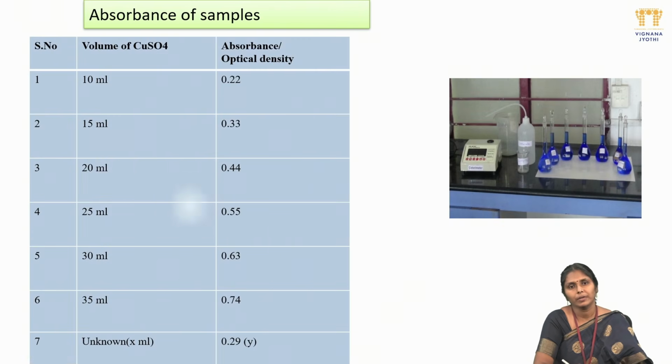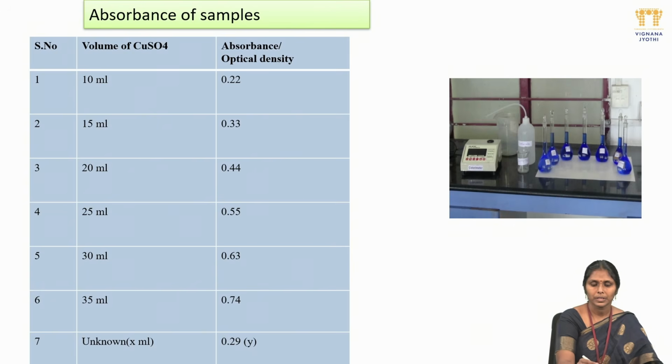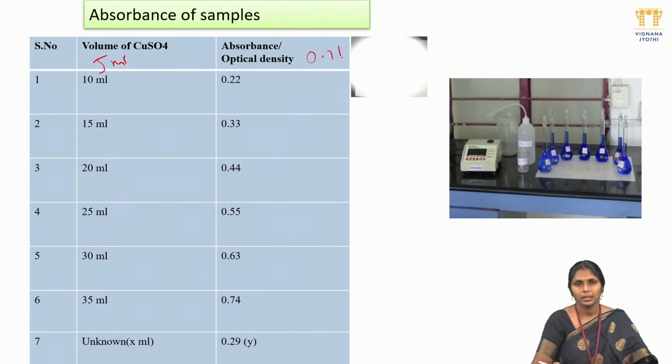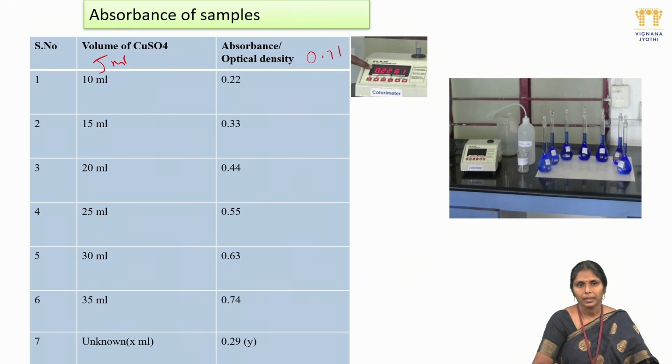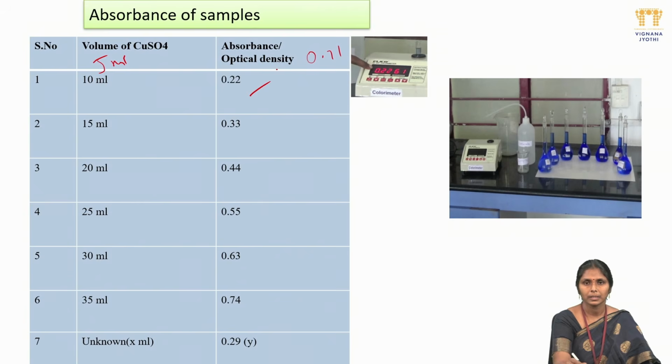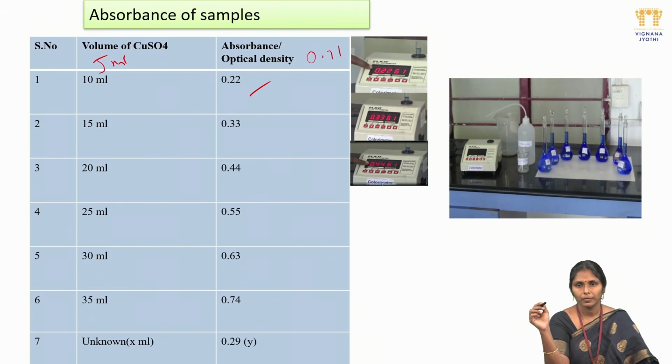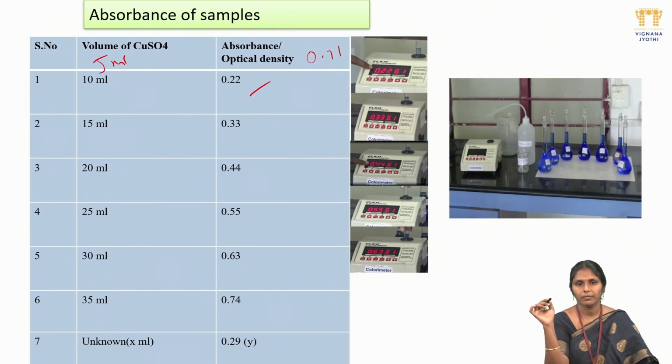Just observe, we already prepared different solutions. When you take the absorbance values, start from 5 ml. The value for 5 ml is 0.11. It is missed here. Coming to 10 ml, the value is 0.22. Observe here in the instrument. And 15 ml is 0.33. For 20 ml it is 0.44, 25 ml, 0.55. There is a deviation for 30 ml, then 35 ml.